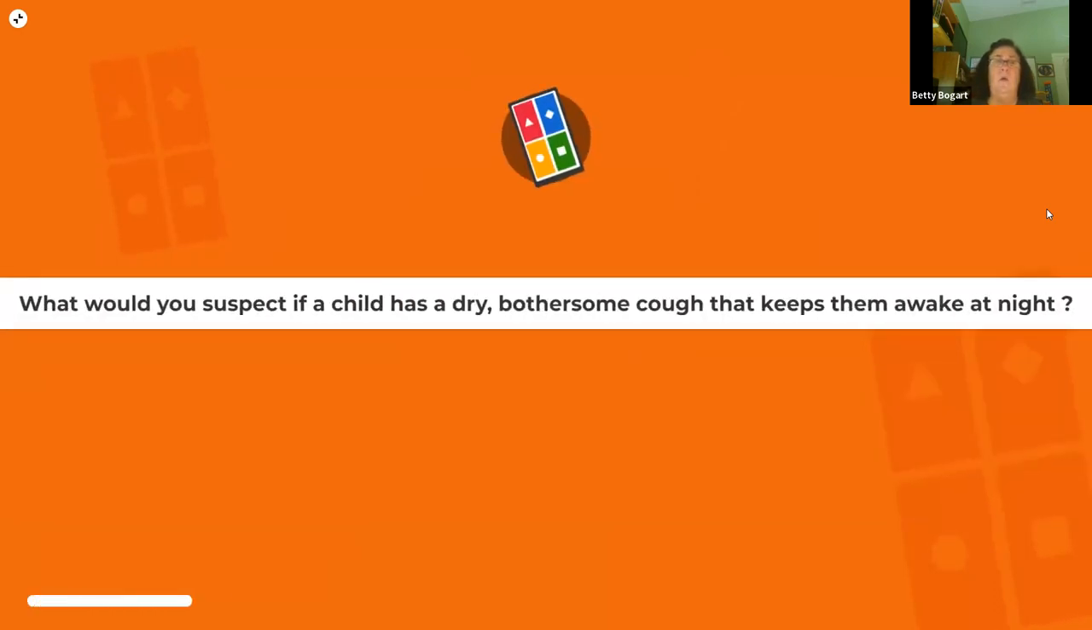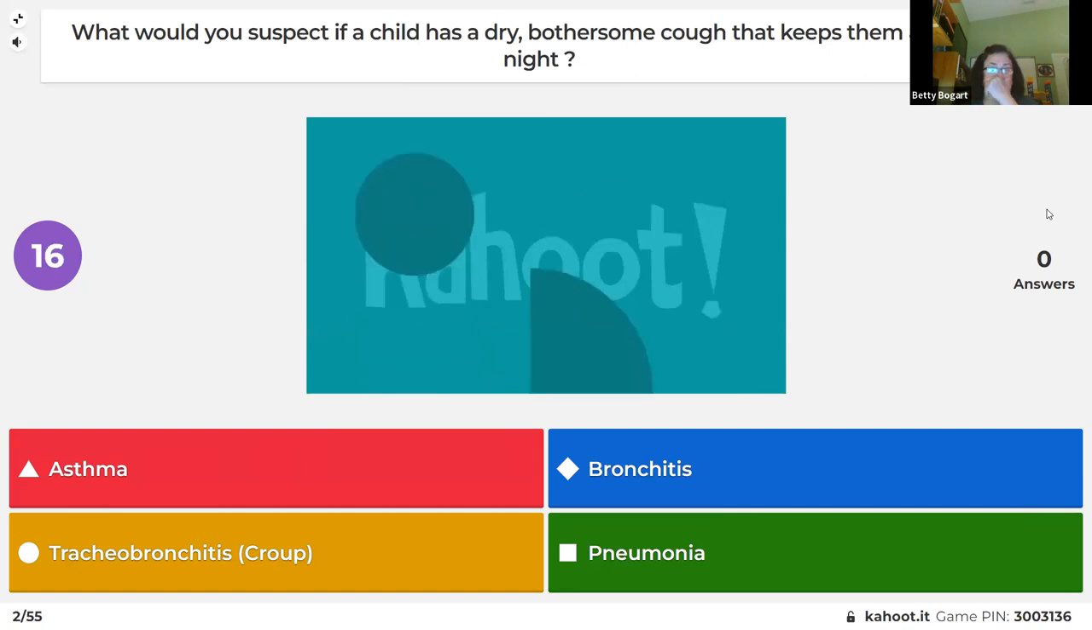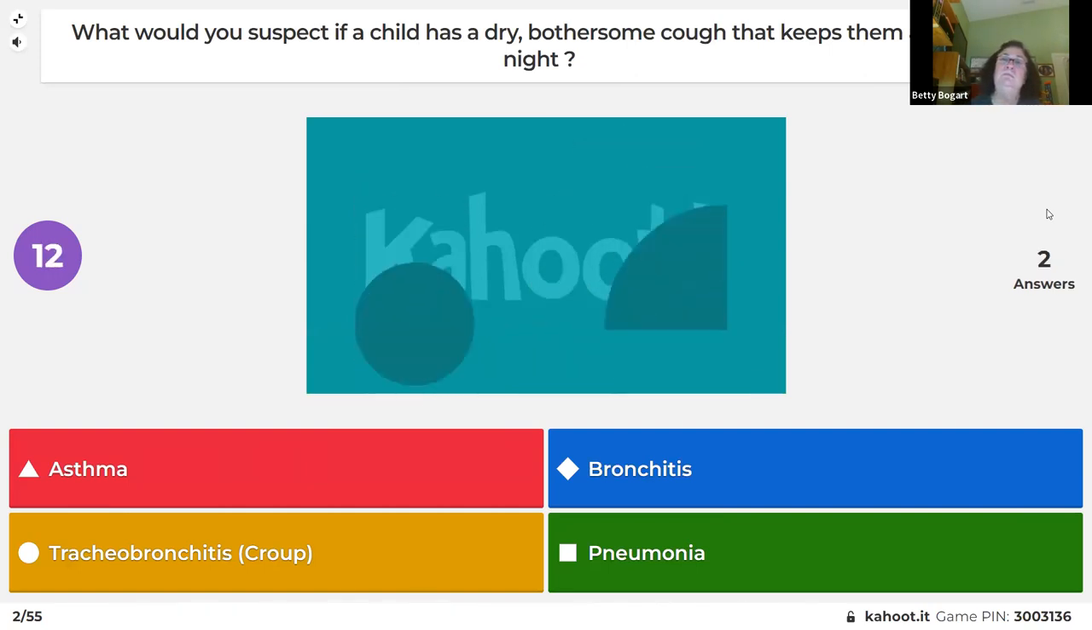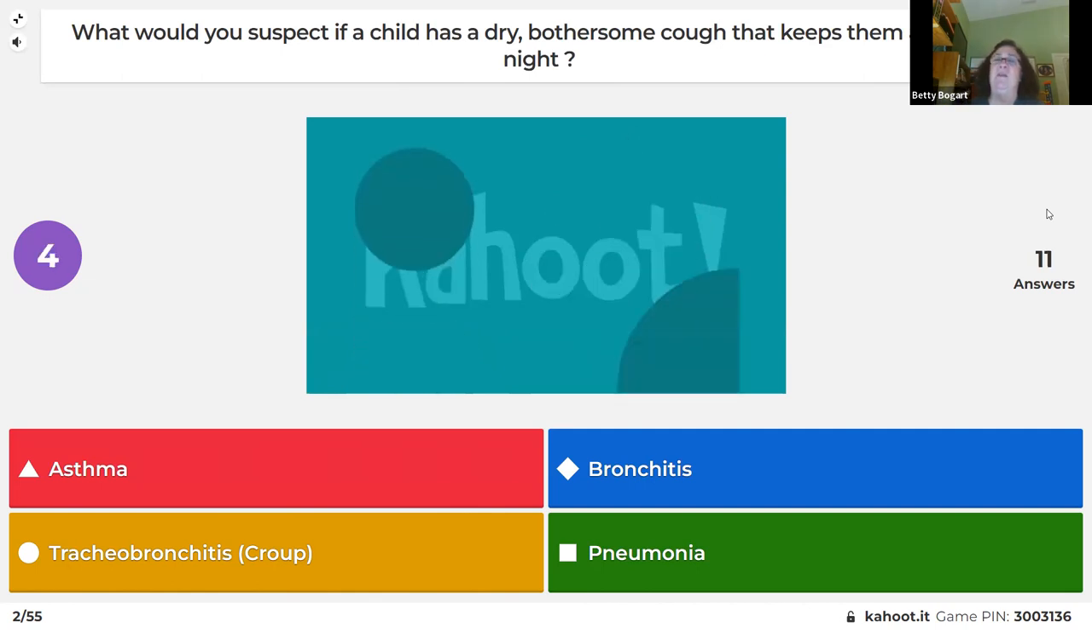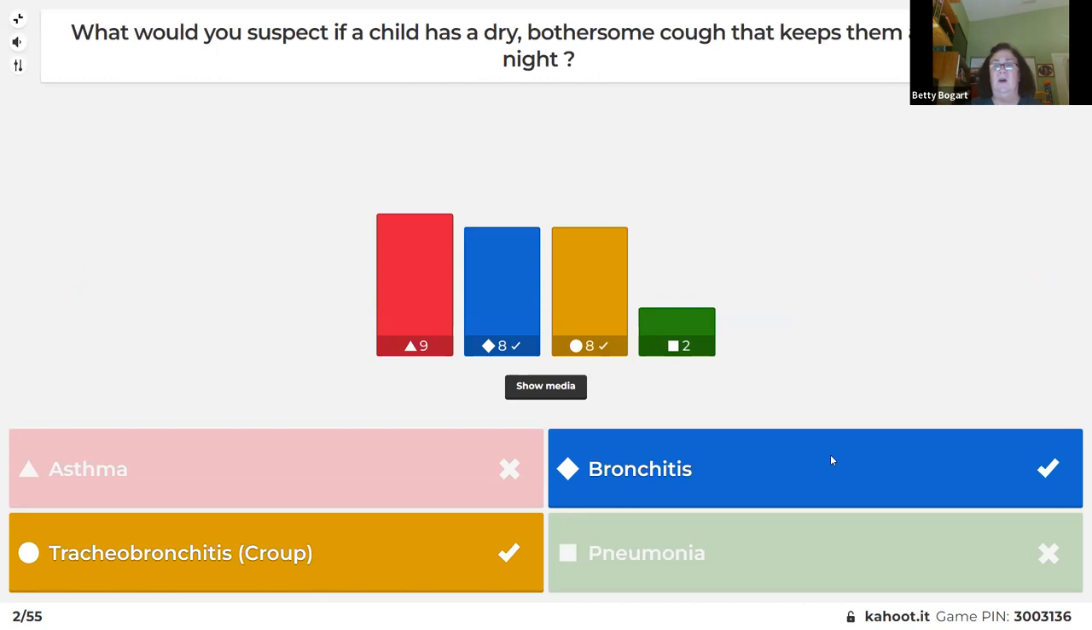A multi-select. What would you suspect if a child has a dry, bothersome cough that keeps them awake at night? Now remember, when we're describing the cough, it's a dry, bothersome cough. So you know it's not croup, okay? What it is, is an inflammation of the bronchus. It's just bronchitis, to tell you the truth. It is not croup. How did that get to be a multiple one? Because I had changed it. So dry, bothersome cough, mostly at night. It's an irritation. If you ever had bronchitis, your complaint is, I just can't sleep. I just want to sleep. And that is bronchitis. Croup is a barking cough.